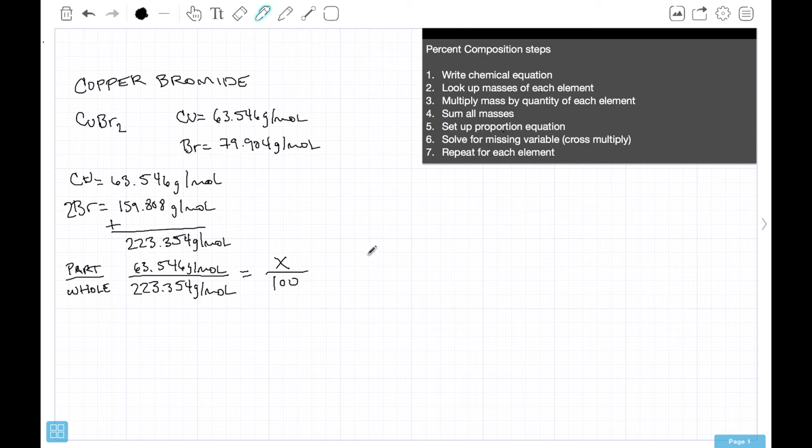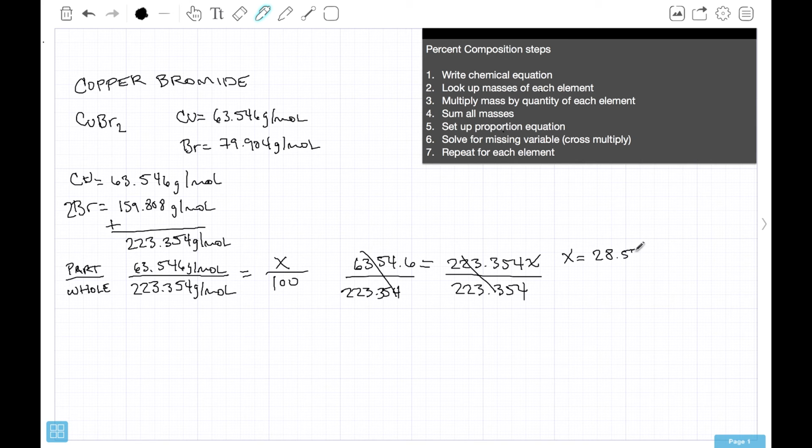So in doing so, we wind up with 0.6. I shouldn't have wrote that. It equals 223.354 x. Division will get x by itself. And afterwards you'll find that x equals 28.5%, which represents the percentage of copper in copper bromide.